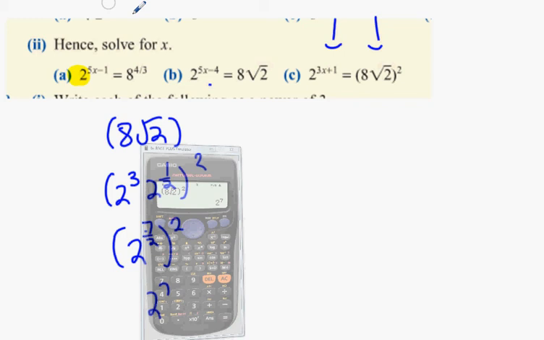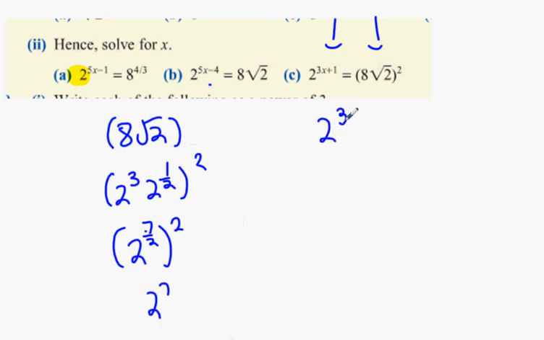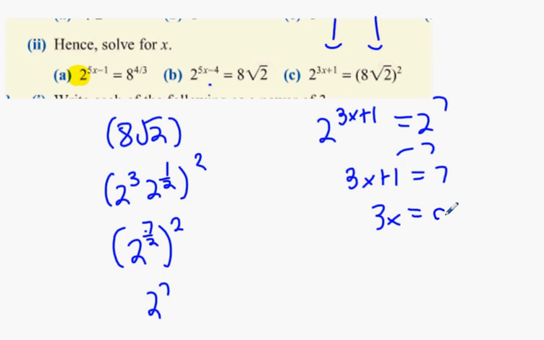Okay? So, either way, 2 to the power of 3x plus 1 equals 2 to the power of 7. And then you say 3x plus 1 equals 7. 3x equals 6. x equals 2. We cool with that? And that's a wrap.